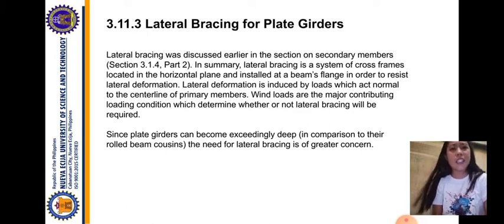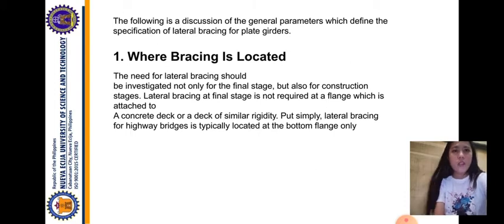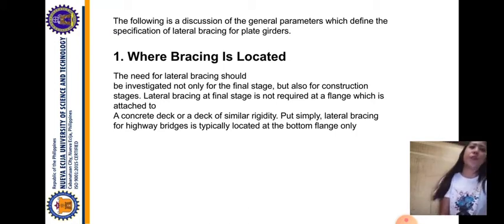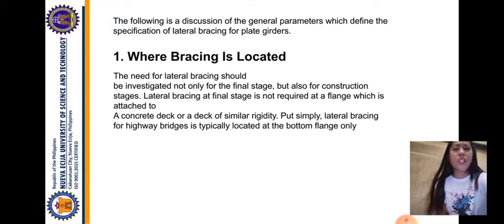Since plate girders can become exceedingly deep in comparison to their rolled beam cousins, the need for lateral bracing is of greater concern. The following is a discussion of the general parameters which define the specification of lateral bracing for plate girders. 1. Where bracing is located.